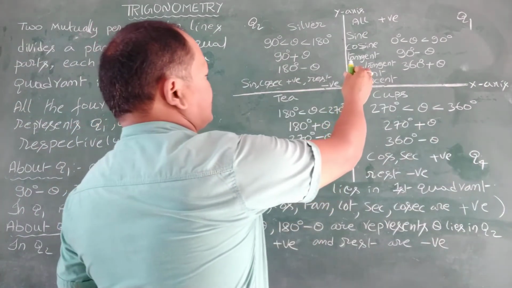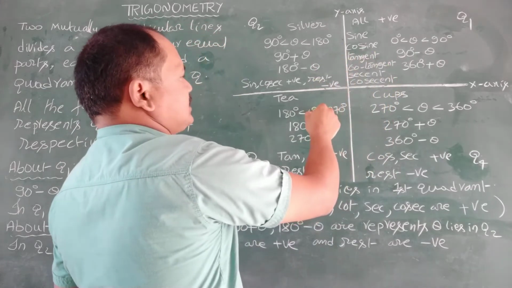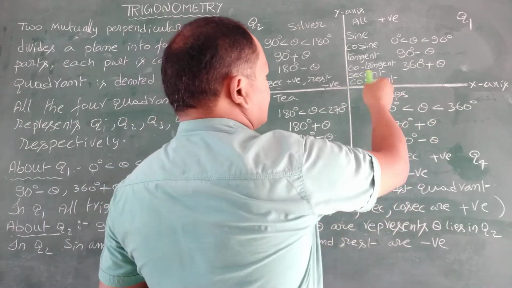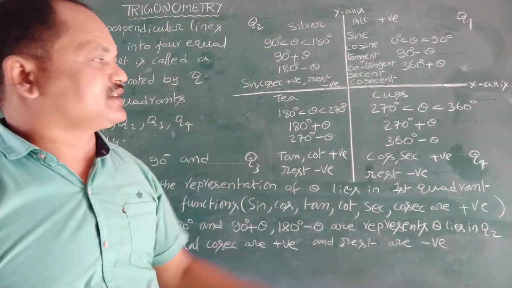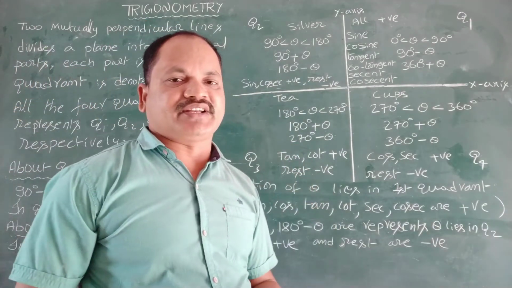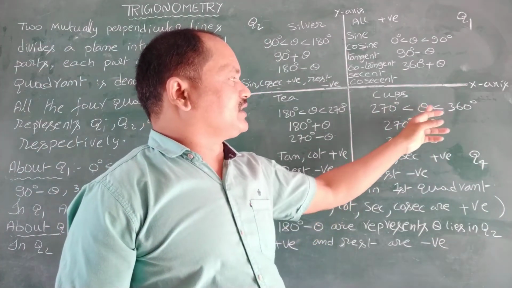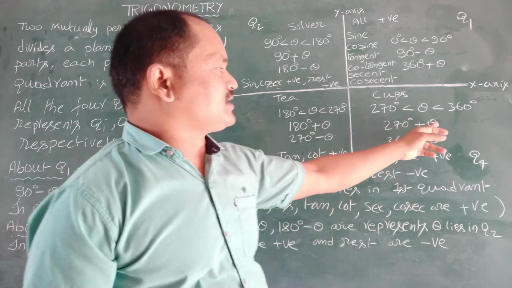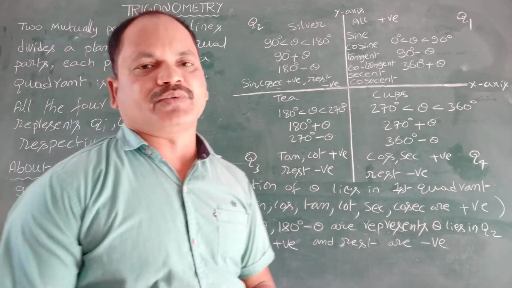Now this revolving line enters the fourth quadrant. That means 90 plus 90 plus 90, 270 plus theta. That's why 270 plus theta. And if it completes one circle and coincides with the x-axis, there exists 360 degrees. So that's why it is 360 below. Below 360 and above 270 is the representation of theta lies in Q4. That's why 270 less than theta less than 360 is the representation of theta belongs to Q4. Here 270 plus theta and 360 minus theta. These are the representations of Q4.